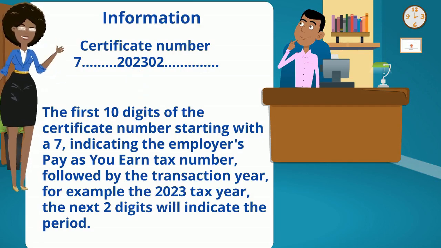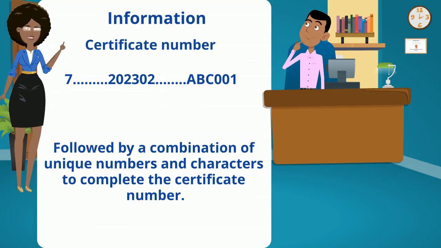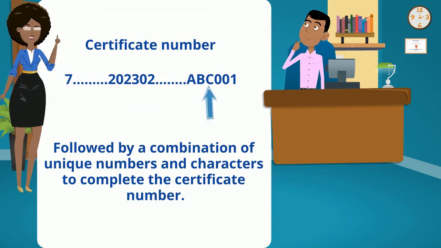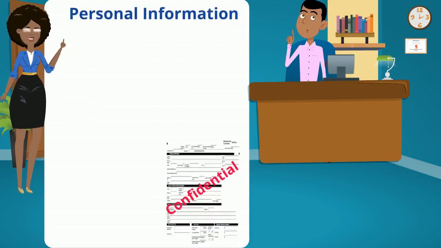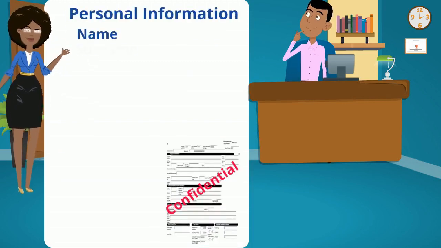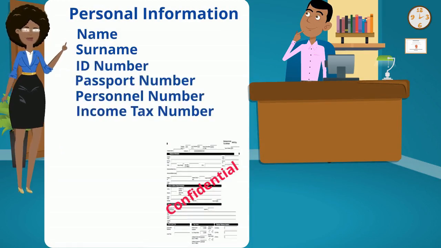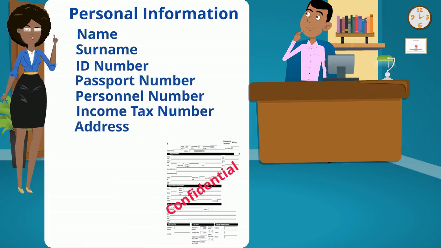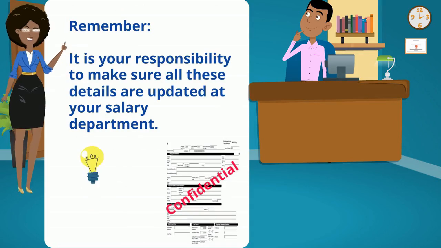The next 2 digits will indicate the period, followed by a combination of unique numbers and characters to complete the certificate number. The second part of the certificate will be all your personal information. For example, your name, surname, identity number, passport number, personnel number, income tax number, address, and your bank details. Remember, it is your responsibility to make sure all these details are updated at your salary department.